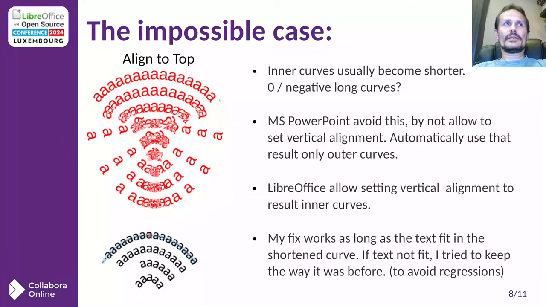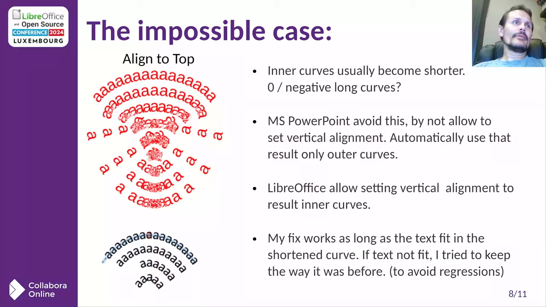Whatever, the impossible case I mentioned. Here is a Fontwork text that is aligned to top. That means the topmost line is the baseline. Every other line we write to this Fontwork will become a shorter curved line under the baseline. And theoretically, we can reach the point where the curve line would become just one point. Not a short line, it can even become one point without any length or size. And in that case, we are not able to put a whole text into one point. So this is an impossible case.